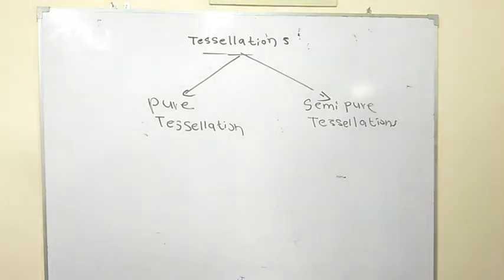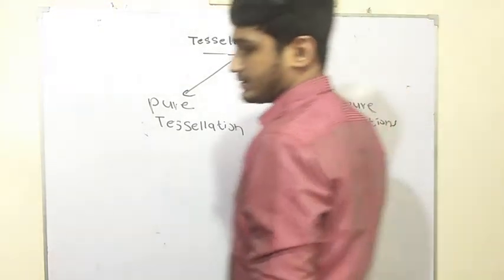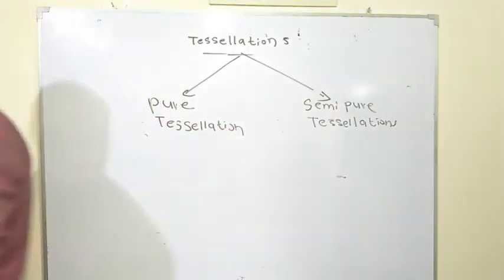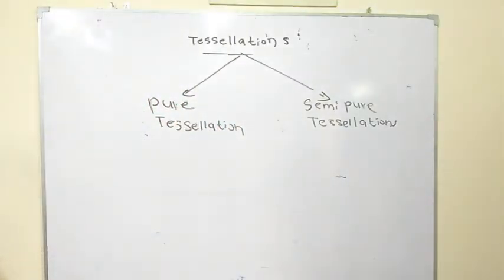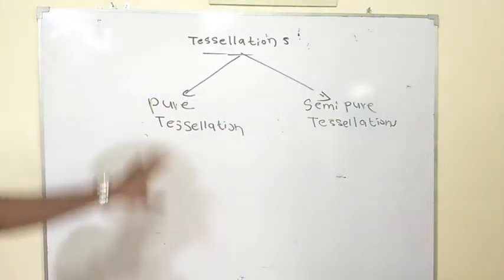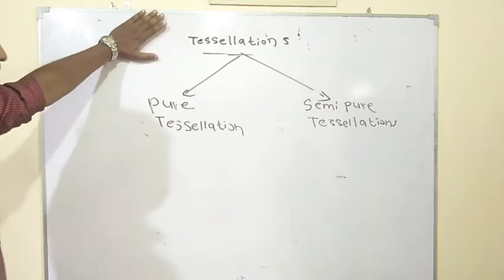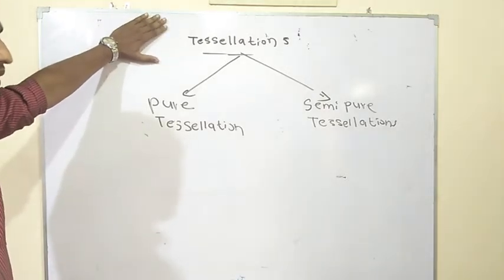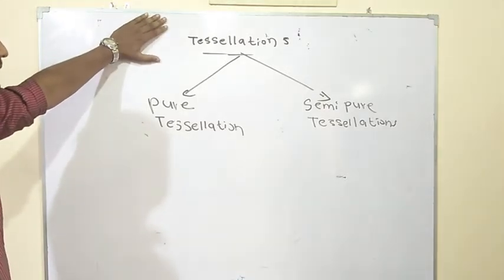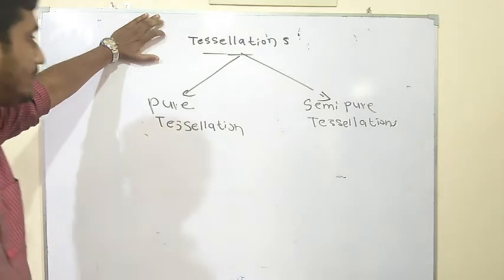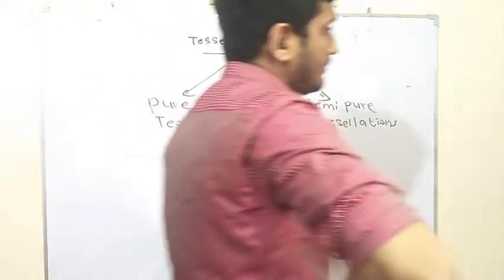Pure and semi-pure tessellation. There are two kinds of tessellations: pure tessellation and semi-pure tessellation.